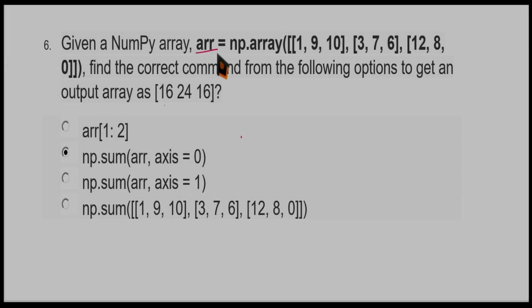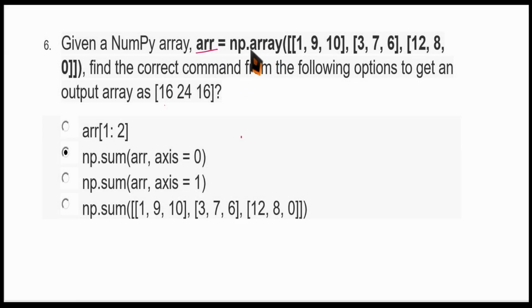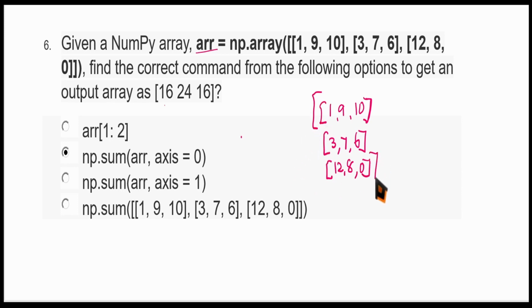Now, let us see this code. It is creating an array in the name ARR. I will rewrite this array. That is 1, 9, 10. Then 3, 7, 6, 12, 8, 0, and all these are enclosed by a higher dimensional bracket.